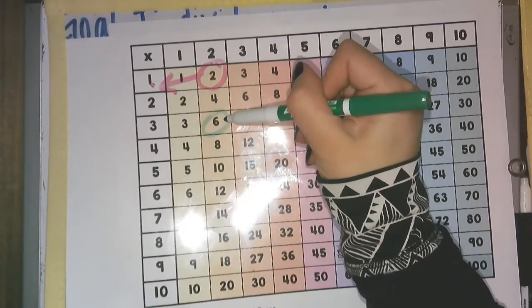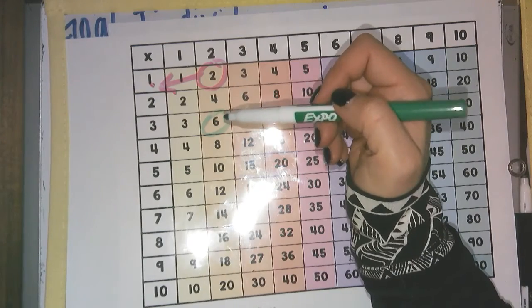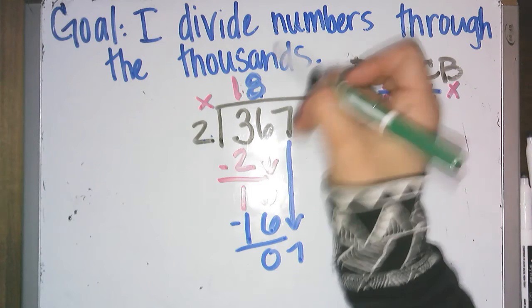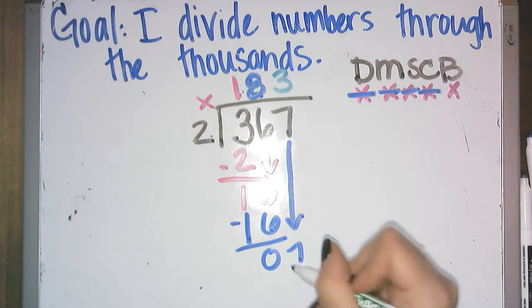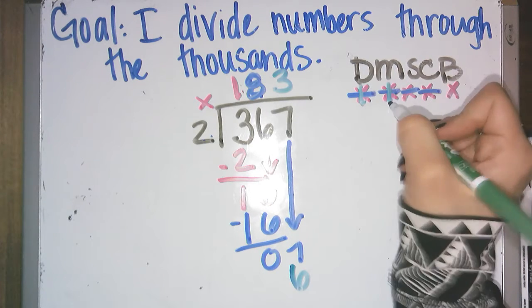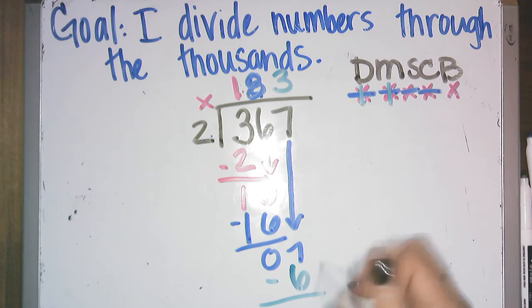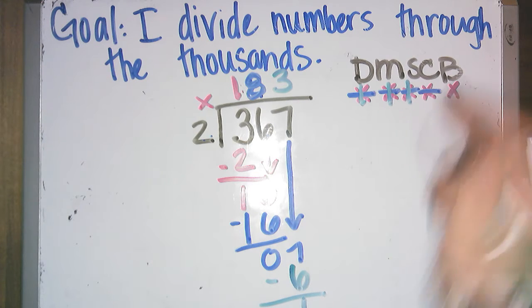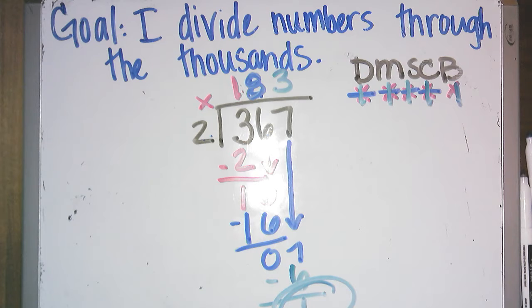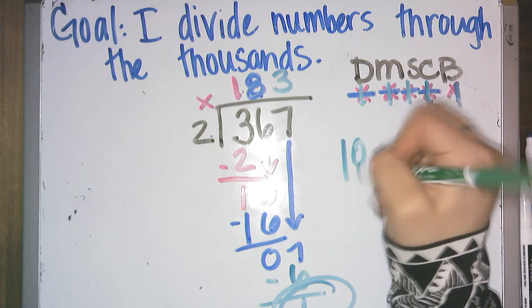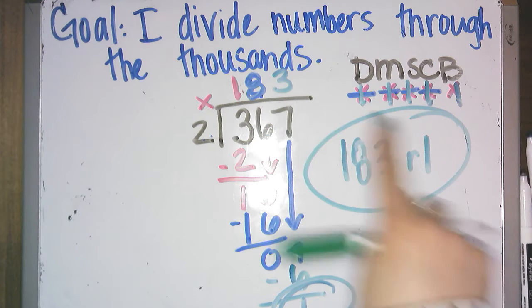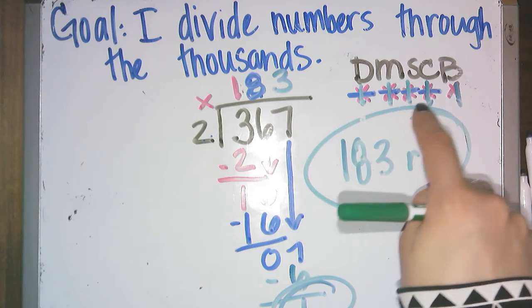So 7 divided by 2, the closest number is 6, so that I can make 3 groups. So I'm going to put a 3 up here, and 3 times 2 is 6. So I divided and I multiplied. Now I subtract. 7 minus 6 is 1. I need to check. Is 1 less than 2? It sure is. There is nothing to bring down, which means that this is my remainder. So my answer would be 183, remainder 1. So that is just an example of how we use "Does McDonald's serve cheeseburgers?"